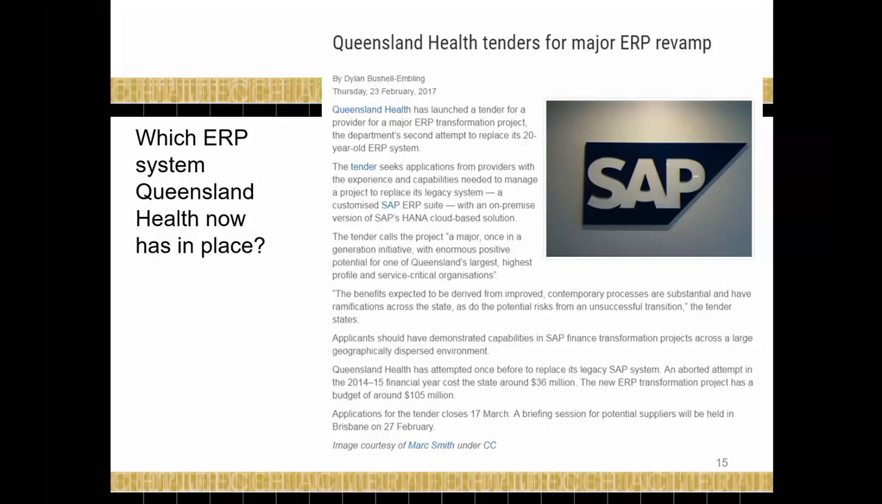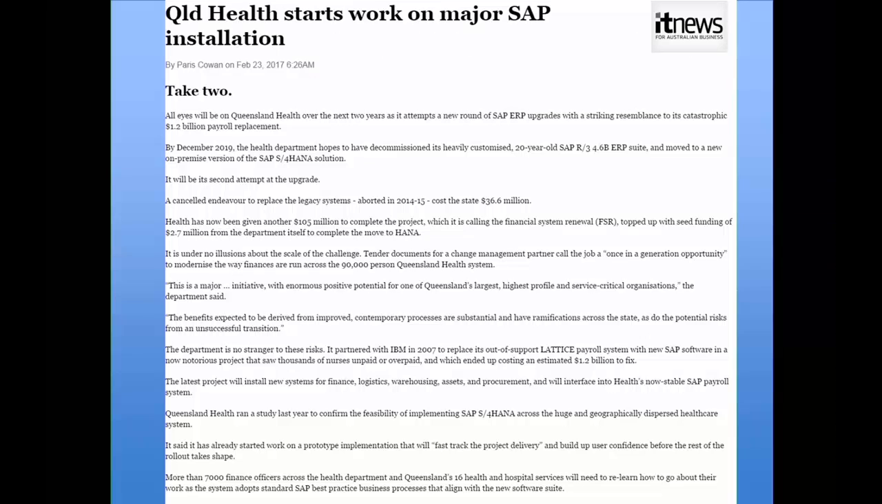And recent newspaper articles say that by August this year, they might have a first running ERP system. They dedicated another $105 million for having a second go on the ERP transformation project after 1.25 billion were wasted. And that's a different article, different source that captures that.